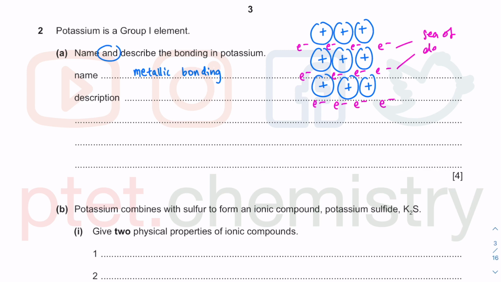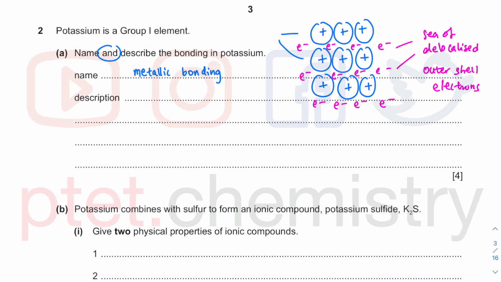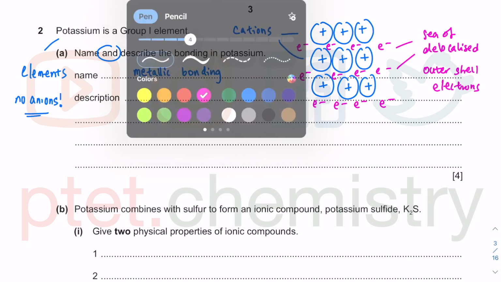When we draw a diagram, we have to think about labeling. These are your delocalized outer shell electrons because they have been lost from the outer shell. Whereas these positively charged things, these are cations. We do not have anions in metals because these are elements, metallic elements. So only one type of atom, no anion. There is no anion because it's not an ionic compound. So our attraction is between the positively charged cations and the sea of delocalized valence electrons there.